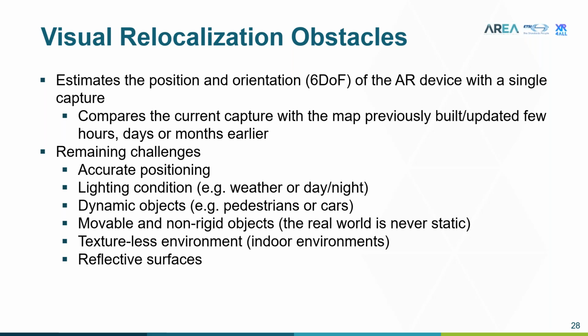You have also some movable and non-rigid objects because the world is not static and objects are moving. So typically you will visualize an environment, but the map does not include the fact that objects have moved. There are also textureless environments, and when you are visualizing a white wall, how can you provide some relocalization? That's the case typically in indoor environments. And one thing that is really tricky is reflective surfaces. A computer vision system does not understand the mirror. It doesn't understand that it's a reflective surface and that there is a real world behind the surface. And that's a very tricky challenge.